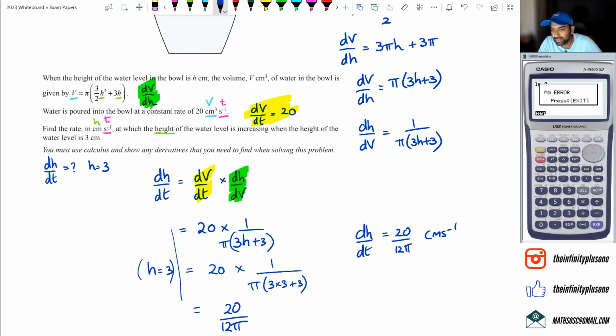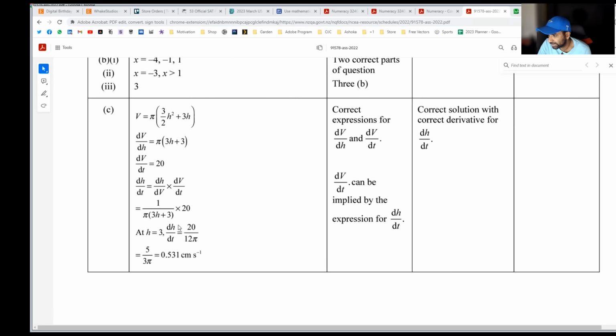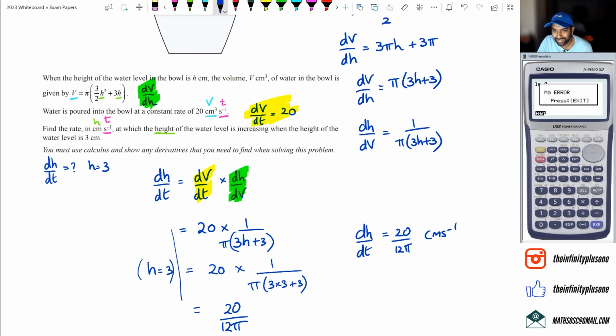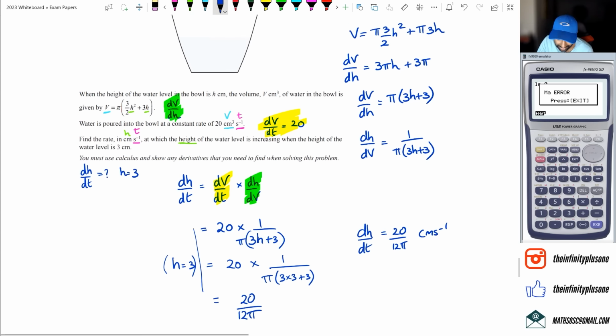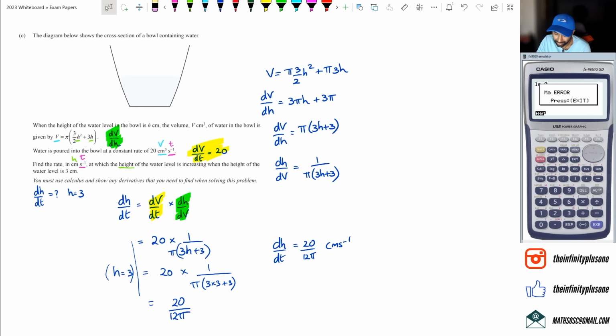Some people, see, this is what they've done in the answer schedule. They've put down 20 over 12 pi, and then they've put it equals 5 over 3 pi and then 0.531. Would I leave my answer as 20 over 12 pi? I don't see why not, but if you're worried about it, just chuck it in the calculator and put it as a decimal answer. But 20 over 12 pi is a lot more accurate. You could simplify it to 5 over 3 pi if you want to.